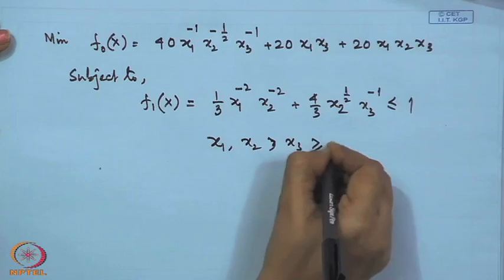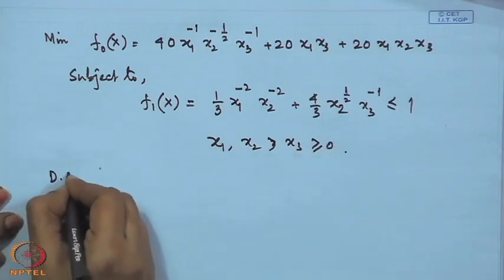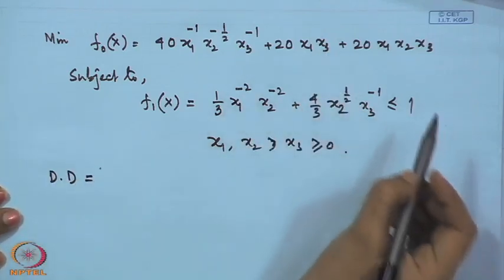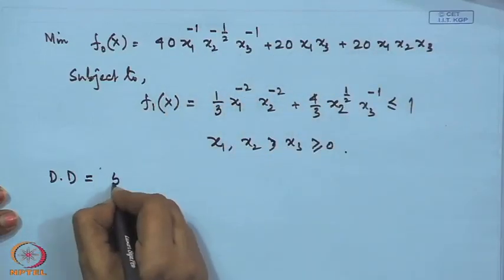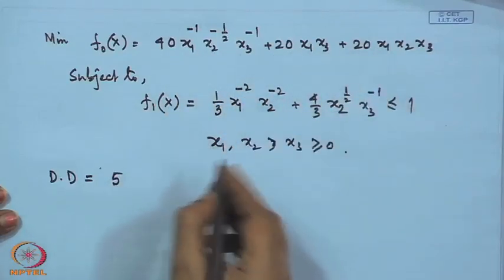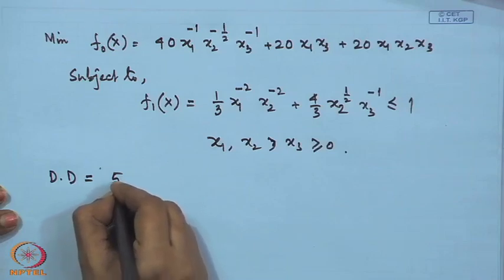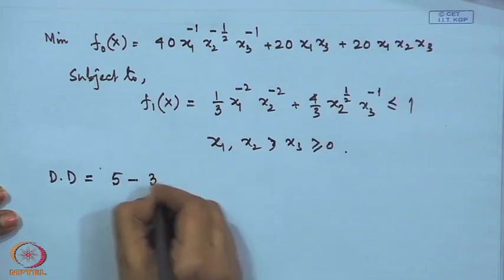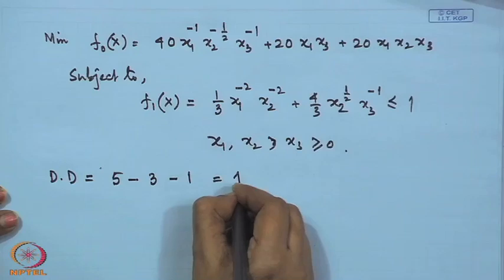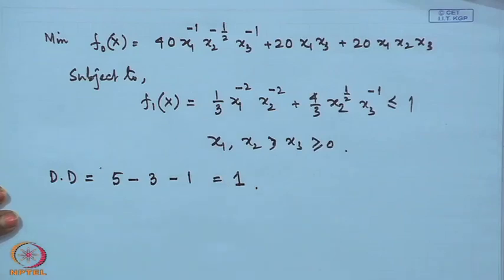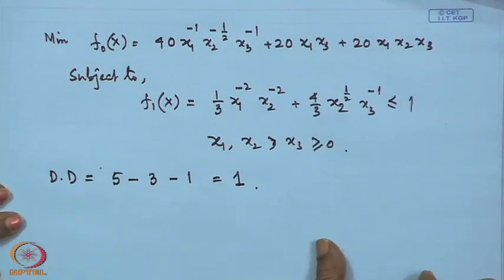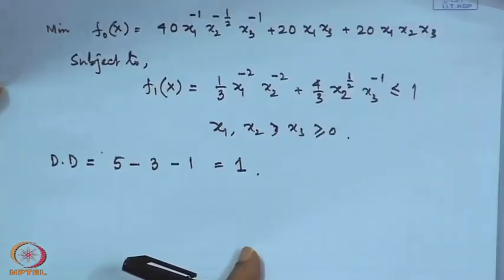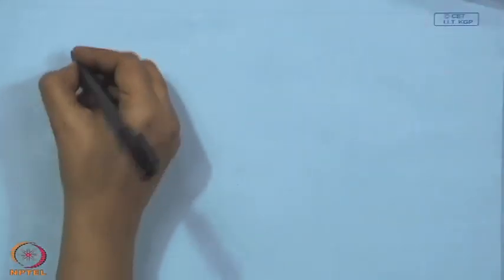Three variables are involved, and let us consider the degree of difficulty for this problem. How many terms are here? 1, 2, 3, 4, 5, five terms are here, and the number of decision variables is 3. That is why the degree of difficulty is the number of terms minus the total number of variables minus 1, which comes to 1. That is, the degree of difficulty is 1, so we will not get a unique solution. We need to fix the value of one variable and we will get the set of the other variables. Now, for this problem we can construct the dual. How to construct the dual?